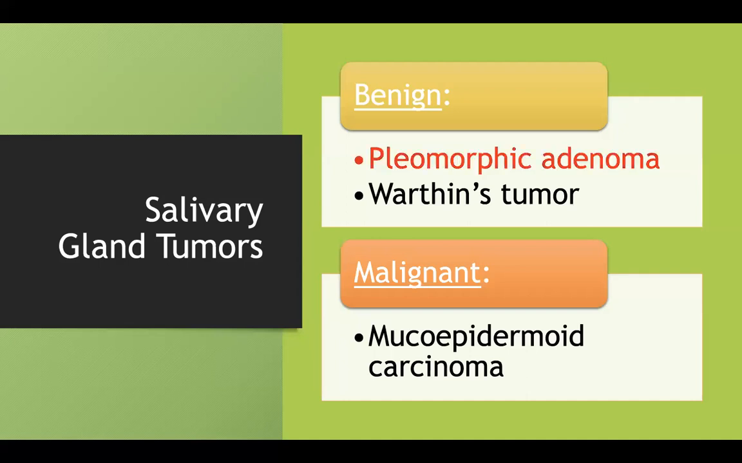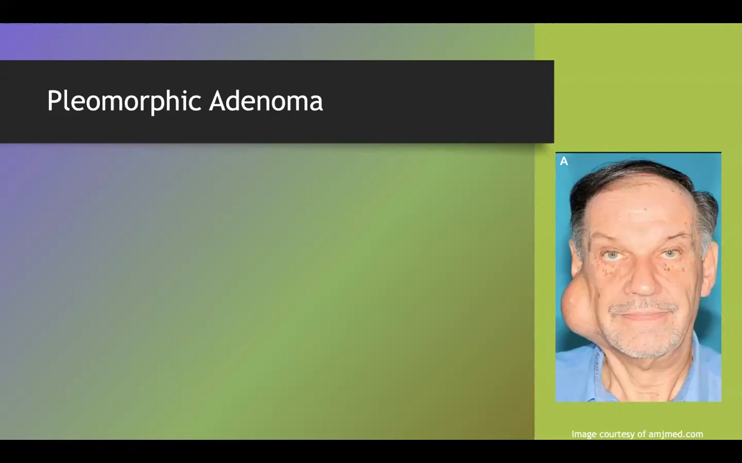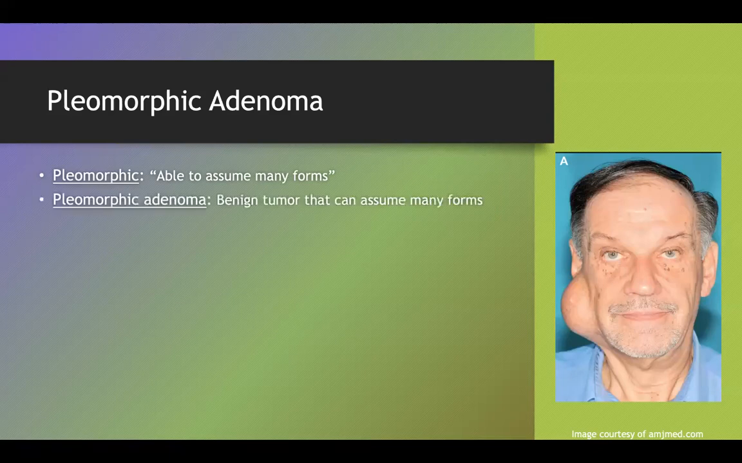Let's start with the pleomorphic adenoma. Pleomorphic just means it's kind of like a shape-shifting tumor, okay? It can assume many forms. And an adenoma is a benign tumor. So a pleomorphic adenoma combined is a benign tumor that can assume many forms. And remember, we have other adenomas, like hepatic adenomas and colorectal adenomas. They're all benign, but some of them do have a chance to eventually transform into something malignant. So that's always something to keep in mind with all these adenomas.